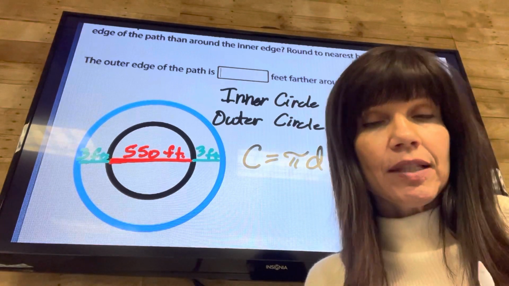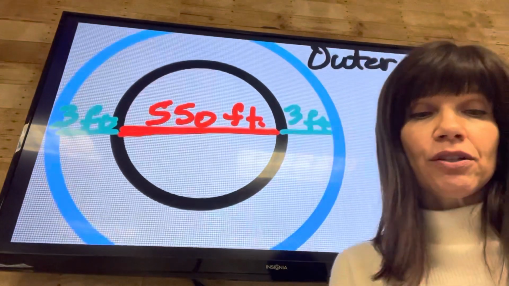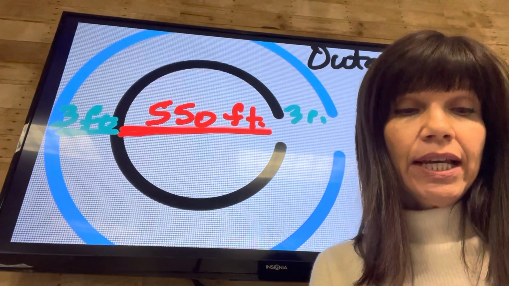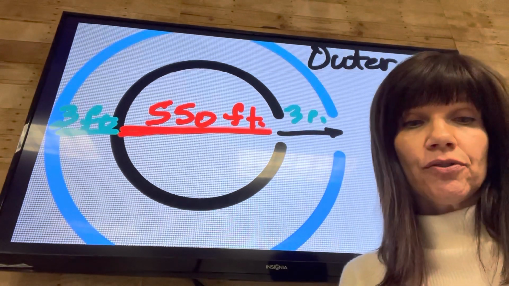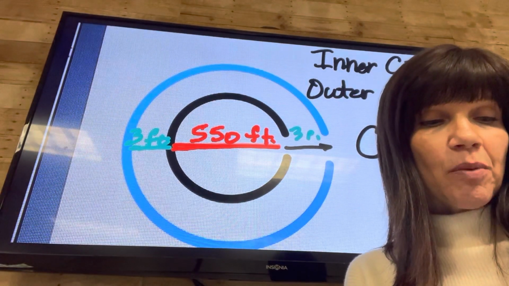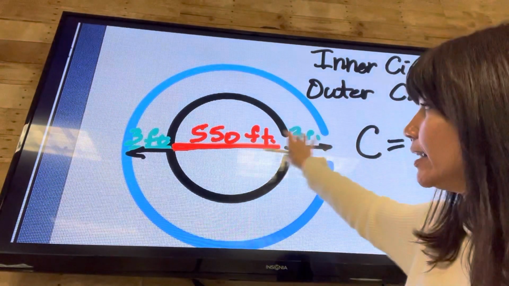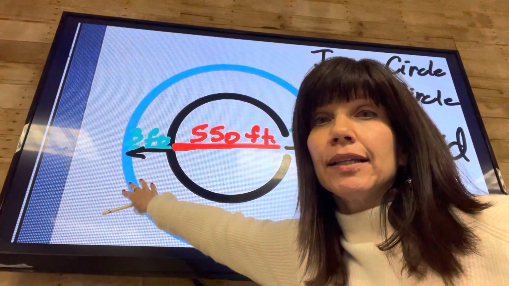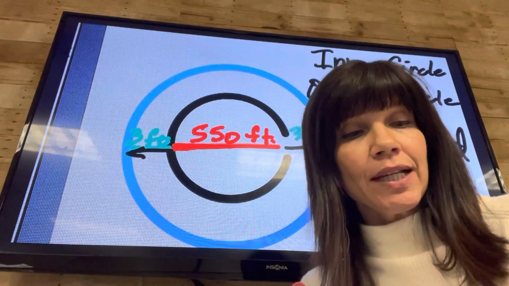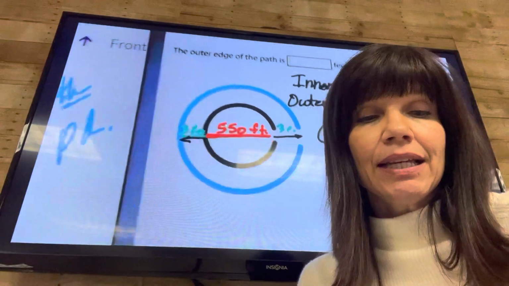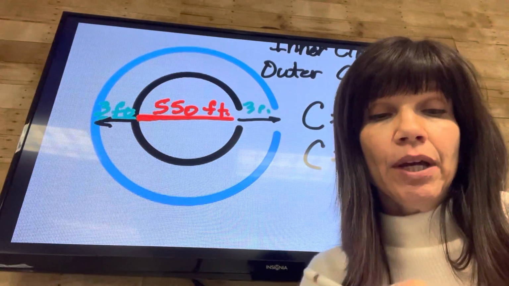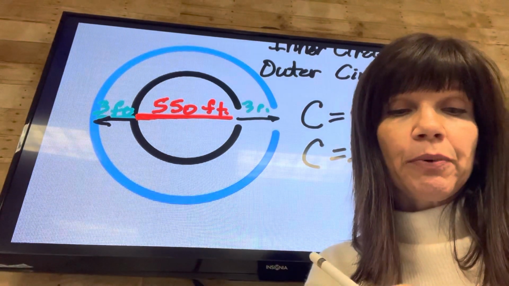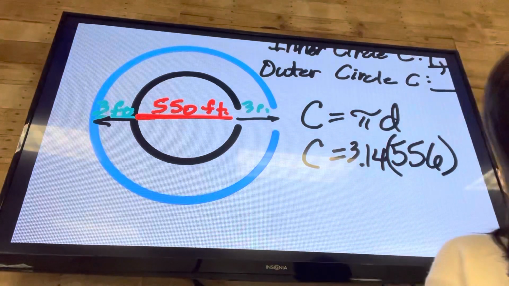Now remember, since the outer circle is 3 feet farther outside, whoops, I used my eraser there when I meant to be using my writing tool. It is 3 feet farther outside of that inner circle on each side. So since the path is 3 feet wide on each side of the diameter of the inner circle, we need to add 3 and add 3 again. So whatever way you think of it, 3 times 2 is 6. So I need to do 550 plus 6, giving me a new diameter this time of 556. Okay, and then I'm going to multiply 3.14 times my 556.